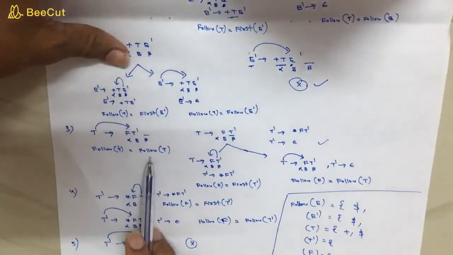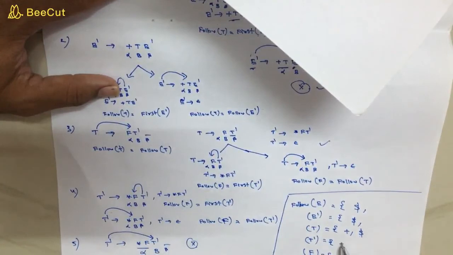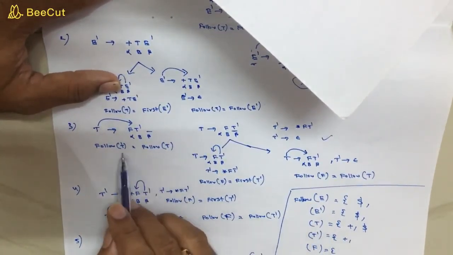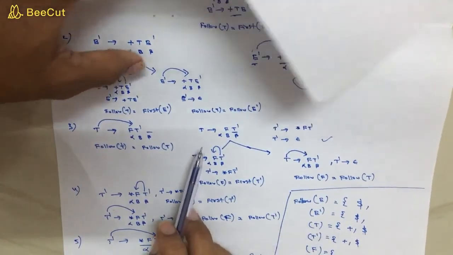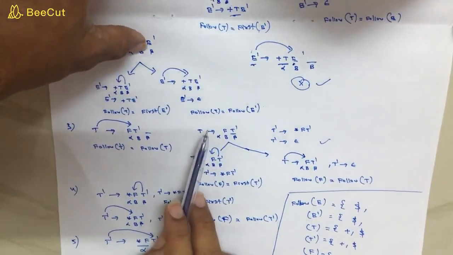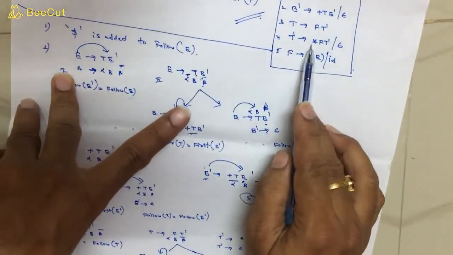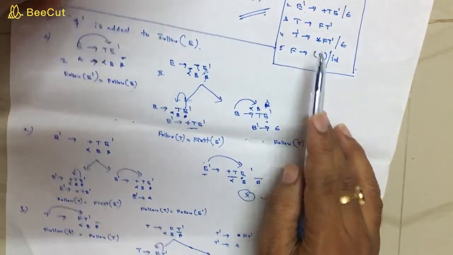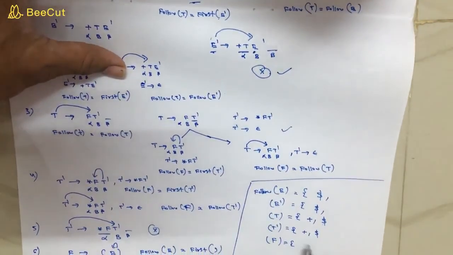Coming to this rule, follow of T contains follow of T dash. Whatever symbols T has, both the symbols are to be added to T dash also as per this rule. Follow of T is added to the follow of T dash. So plus and the dollar are added here. From this rule, first of T dash is added to the follow of F. What is the first of T dash? Star comma epsilon. The non-epsilon symbol is star itself. So that star is added to the follow of F. That means follow of F contains the star.